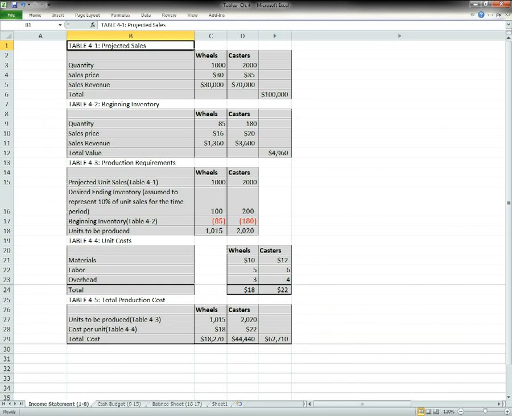We're going to need to know the beginning inventory, and we're just given this. We're not computing this. This is a given. We are given that there are 85 units of inventory for wheels and 180 for casters currently.